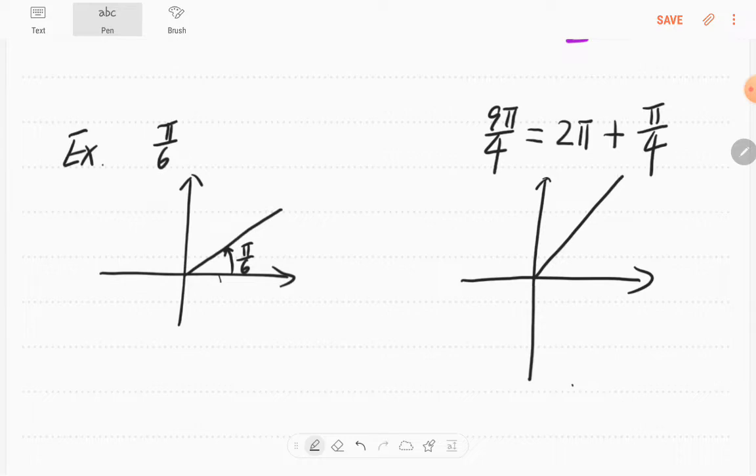And for 9 pi over 4, we have 1 more revolution. So here is pi over 4, then 1 more revolution, this is 1 revolution. So this is the 9 pi over 4.